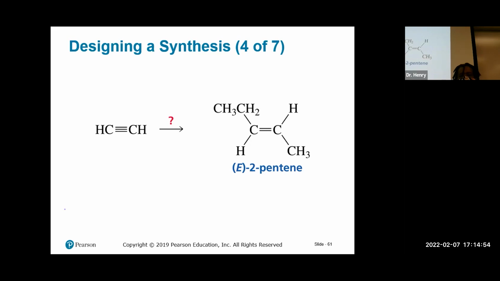Let's work our way back. So we're starting here, working our way back. What are we going to have? Think about this: it is an acetylene, right? So how can I get it so that it's, because this is 1, 2, 3, 4, 5 carbons, a 5 carbon chain, pentene. So how can I go from acetylene to a pentene?